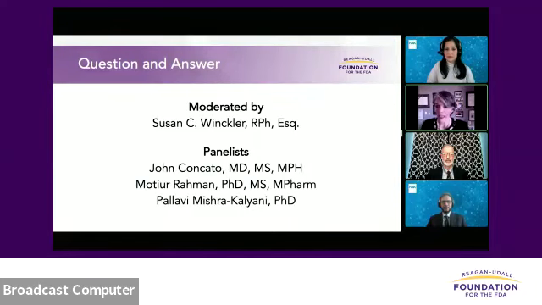We have a good amount of time here, which is great because I have a number of questions in the queue to ask. And so I want to invite each of our speakers back to the stage, and we will move to addressing some of those questions. So if Dr. Concato, Dr. Raman, and Dr. Mishra Kalyani could rejoin me, there we go.